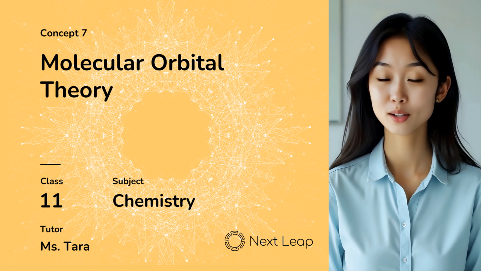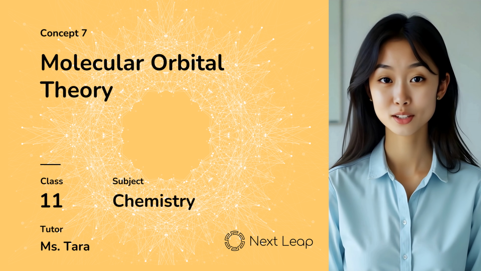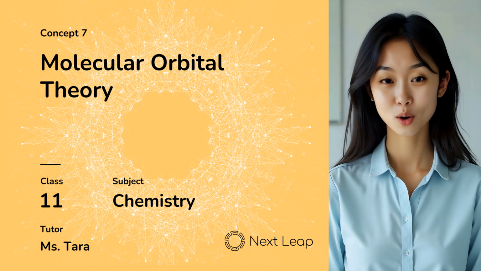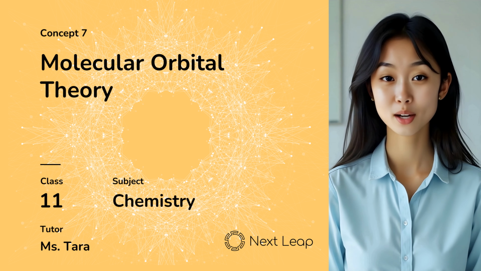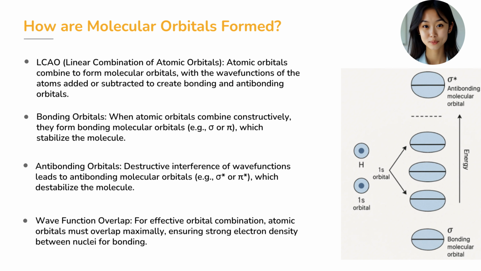These electrons are not stuck to one atom, instead, they move in molecular orbitals that extend over the whole molecule, making bonding much more complex and fascinating than we once thought. This theory helps explain everything from the formation of simple H2 molecules to the complex bonding in oxygen and nitrogen. Now, let's dive into how these molecular orbitals are formed.